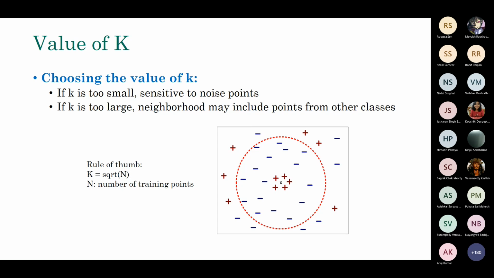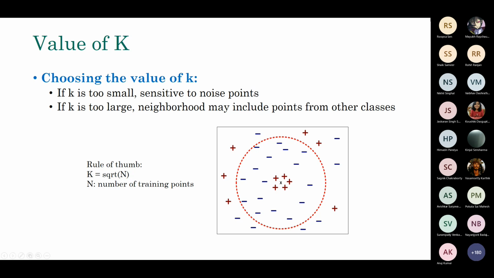So not very helpful guidelines, but what should you do in a situation like this? The rule of thumb, and this is actually the upper bound, is that k should not be higher than the square root of n, where n is the number of training points. So you can choose a maximum value up to the square root of n.